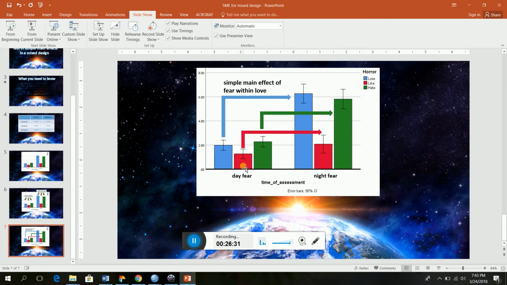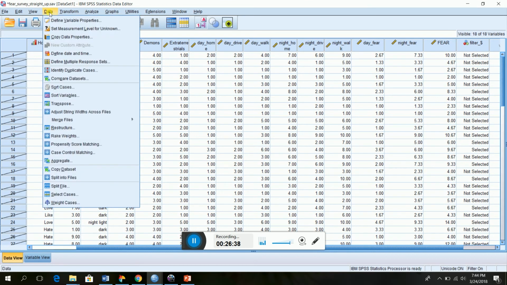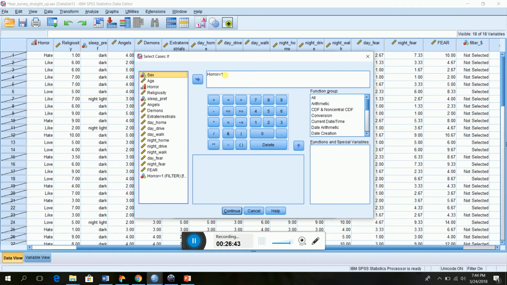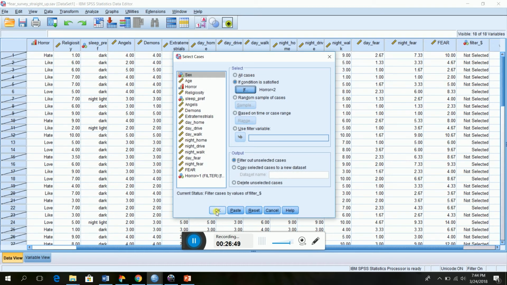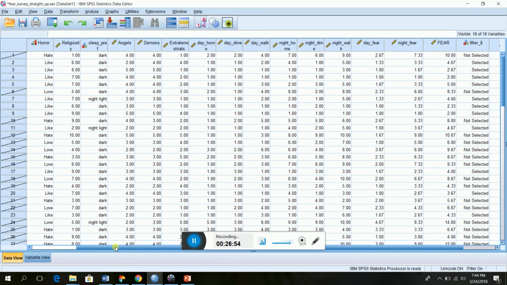Now let's find out about the people who like horror movies. So we're going to go back to SPSS. This time we're going to go to Data, select Cases, If, and then horror equals 2. This will select just the people who like horror movies, and we can confirm that. This time you'll notice that hate is crossed out and love is crossed out. Like is not. So we're only analyzing the people who like horror movies.